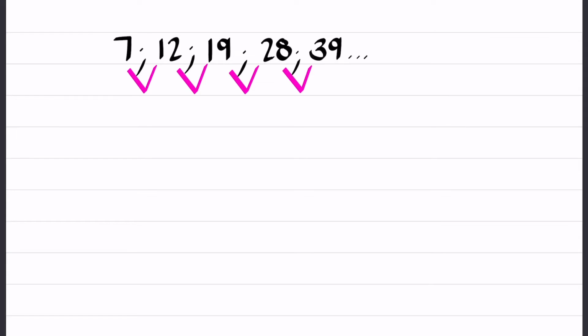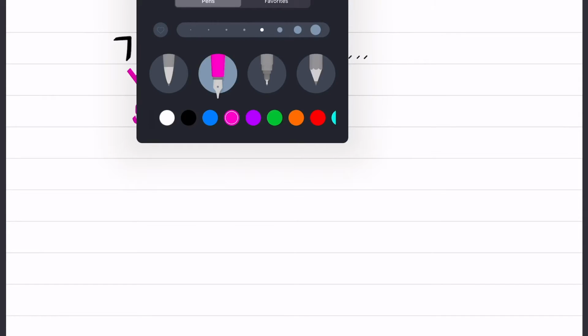So we start with term 2 minus term 1. 12 minus 7 is 5. Term 3 minus term 2. 19 minus 12 is 7. 28 minus 19 is 9. 39 minus 28 is 11. So we can see that we don't have a constant first difference.